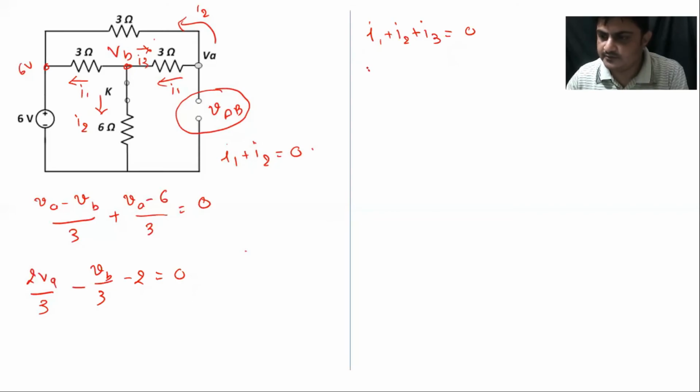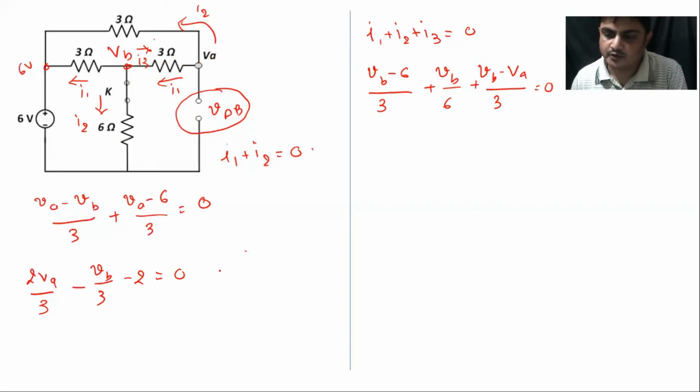So what is I1 for this case? That is VB minus 6 divided by 3. What is I2? That is VB minus 0 divided by 6, so that is VB divided by 6. What is I3? That is VB minus VA, the potential difference, divided by the resistance, that is 3. So this is equal to 0.